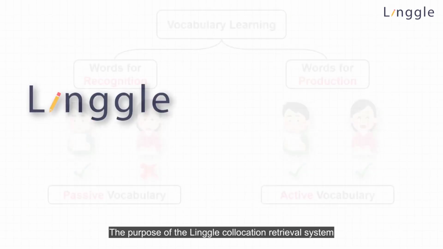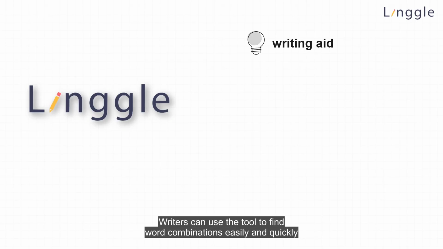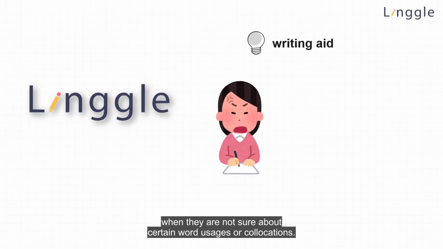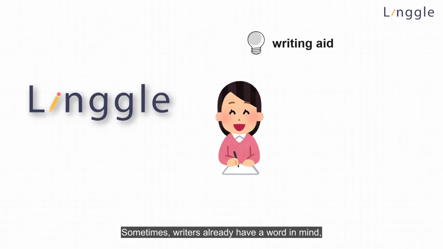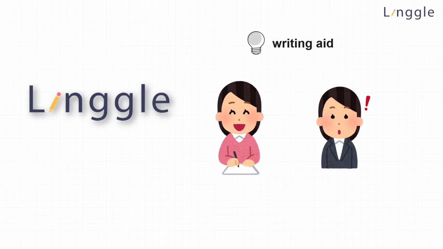The purpose of the Linggle collocation retrieval system is to serve as a writing aid in word production. Writers can use the tool to find word combinations easily and quickly when they are not sure about certain word usages or collocations. Sometimes, writers already have a word in mind, but they want to find a better word or an alternative word and to find more inspiration for collocations and patterns, which will add variety to their writing.